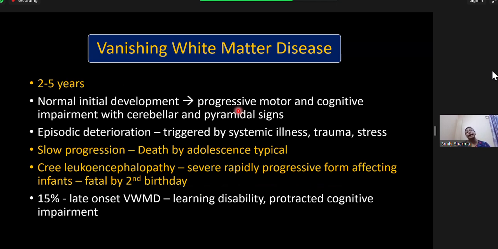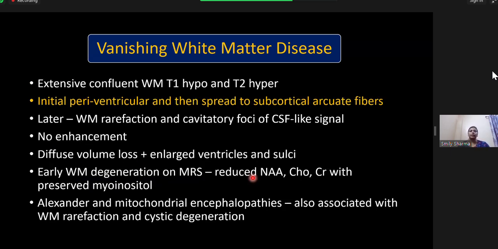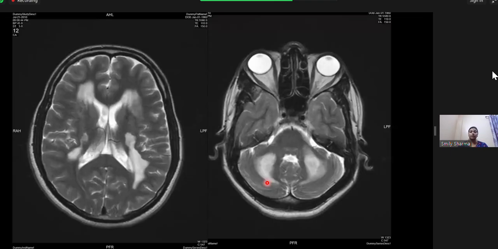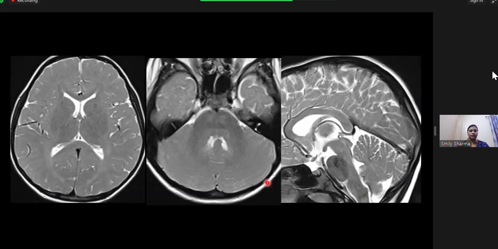So, like Van der Knaap disease, vanishing white matter disease also has slow progression. And as we discussed, these leukoencephalopathies, however, can have a rapidly progressive form affecting the infants, which are fatal by the second birthday. So initial periventricular and then subcortical involvement, there's no enhancement, there is no NAA-like peak, rather NAA is reduced. So we have discussed till now the periventricular pattern, the subcortical pattern, the diffuse pattern. And because we were discussing vanishing white matter disease, which has very much liquefaction, as we saw in our, sorry, 1 second.